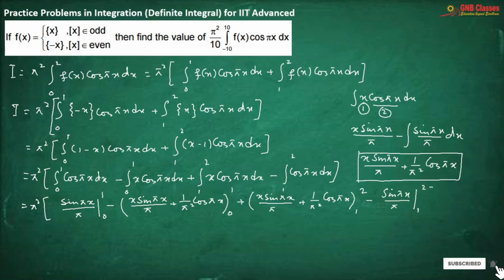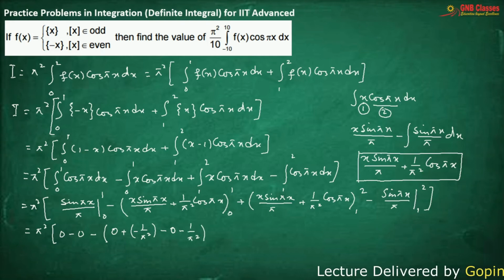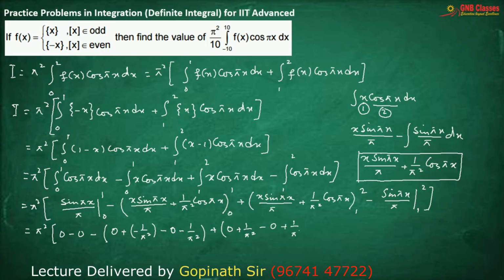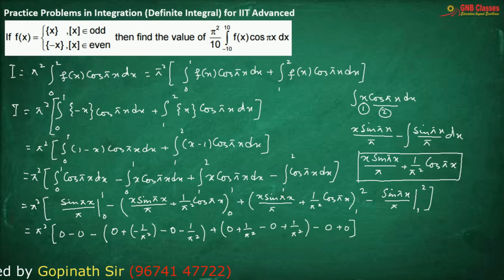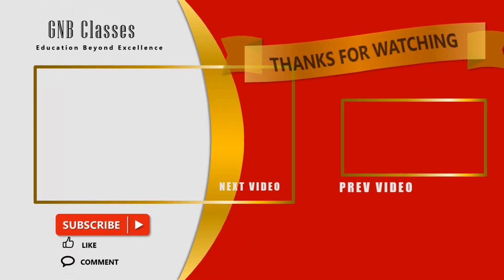Is it clear? Now let me put the values in. Is it clear to everyone? So we are getting 4 by pi square, which gives you 4. Is it clear? Therefore, the answer of the given integral, pi squared by 10 times the integral from -10 to 10 of f(x) cos(pi x) dx, is nothing but 4. Is it clear to everyone? Okay.